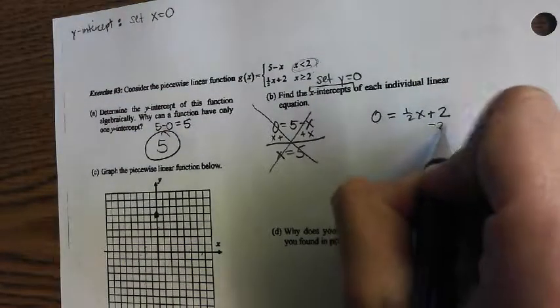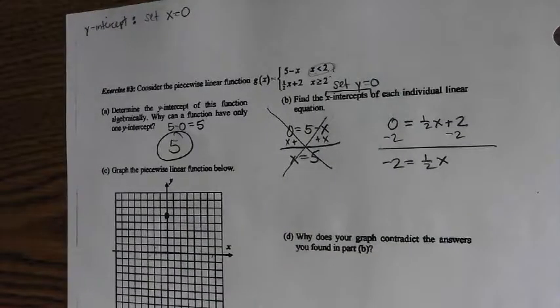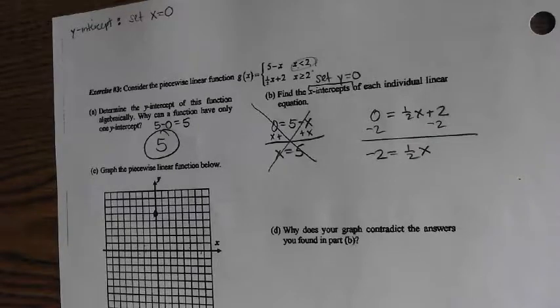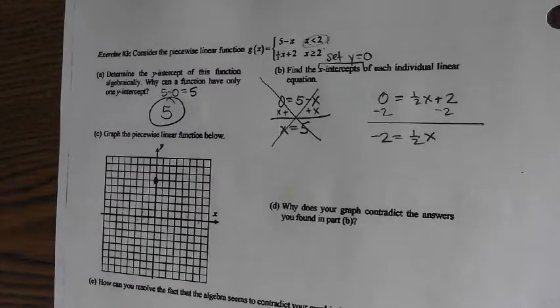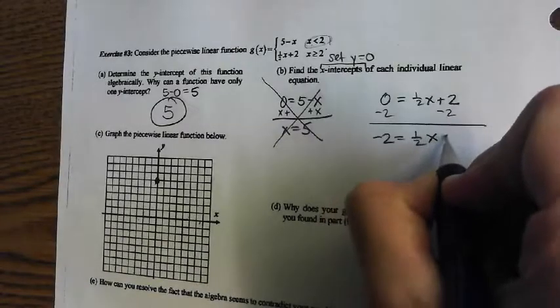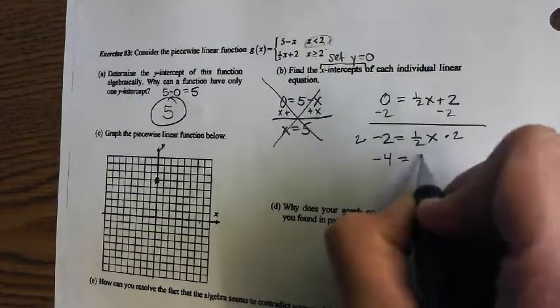On the second one, subtract 2, subtract 2. How do I get rid of that 1/2? Corey. Multiply by 2. Multiply by the reciprocal of 2, correct. So multiply by 2, multiply by 2. The left becomes -4, the right becomes just x.